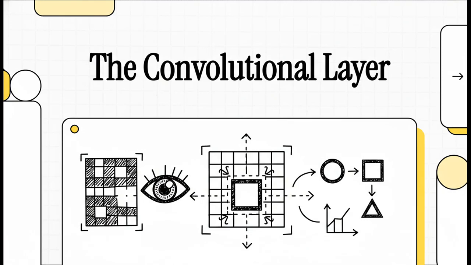Have you ever wondered how a computer can look at a photo and tell a cat from a dog? Well, the magic behind it is something called the convolutional layer. It is the absolute core building block that lets AI see the world. And today, we're going to break down exactly how it works.